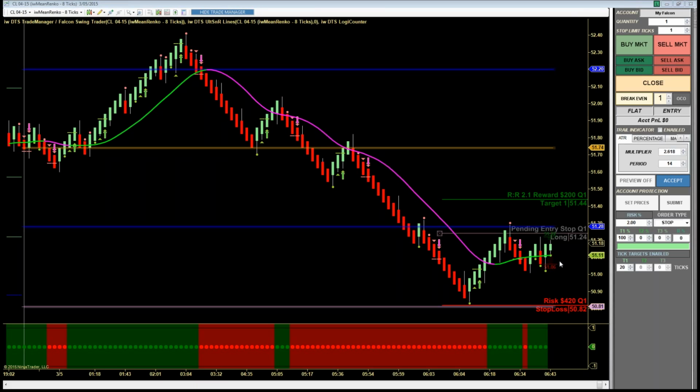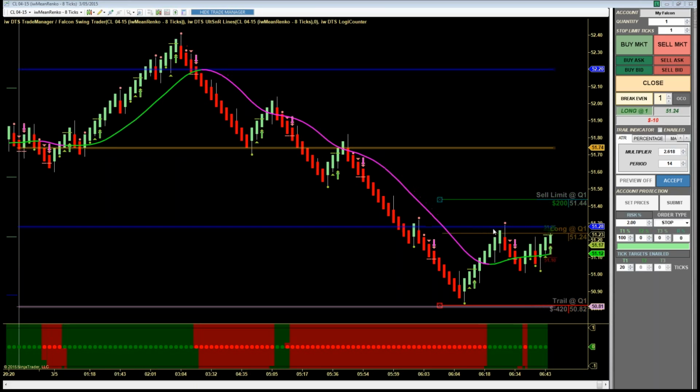So right now, as far as I'm concerned, it's all buyers in crude oil. The big deal is this high here at 51.30, which is also our primary support line. All right, there we go. We've got the triangle hash mark. We've got the trend change signal. We've also thrown in a late filter entry signal there just for kicks.